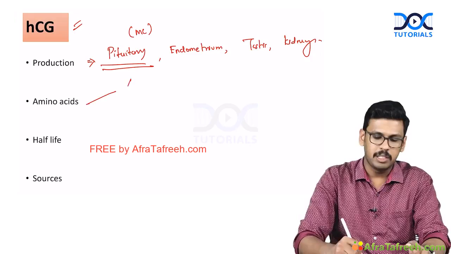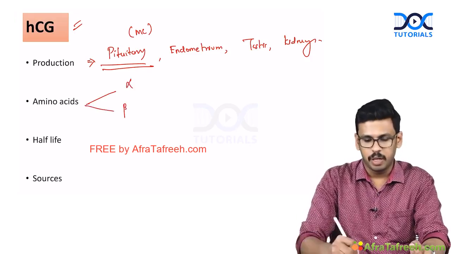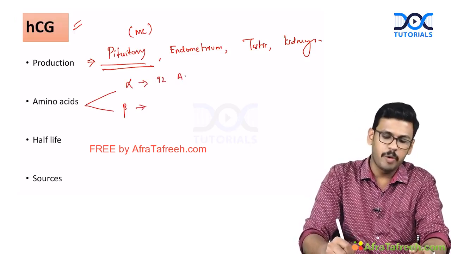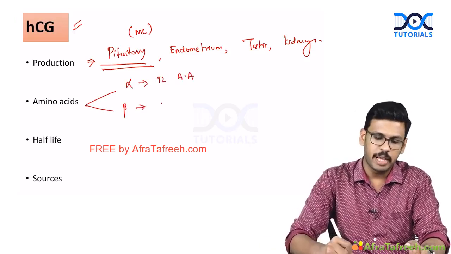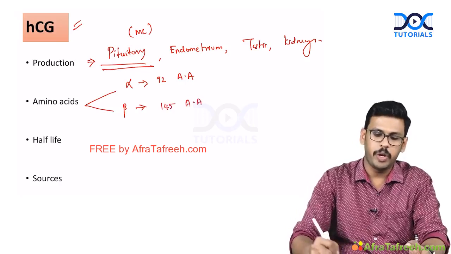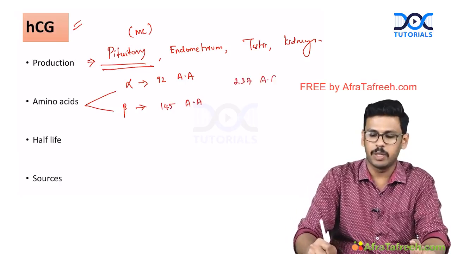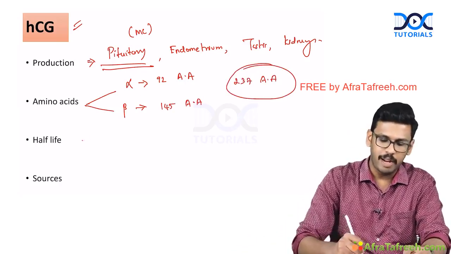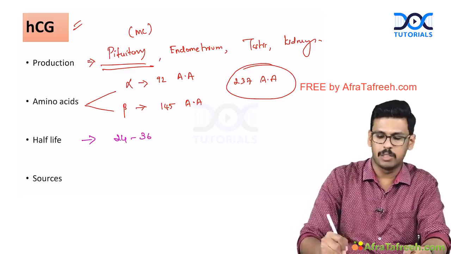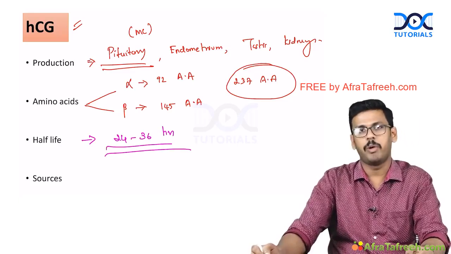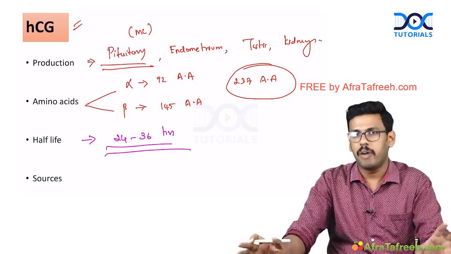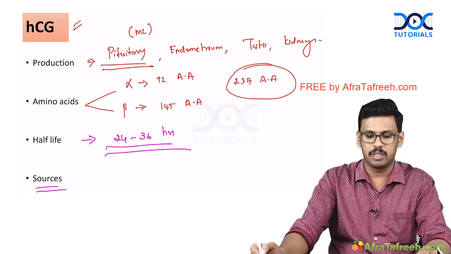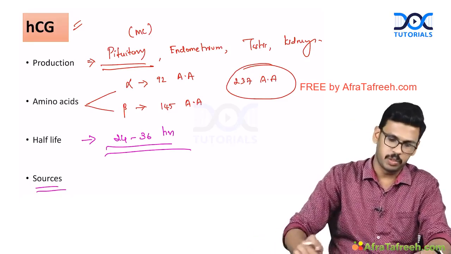The HCG has got an alpha and a beta chain. The alpha chain is common with the FSH, LH and TSH. It has got 92 amino acids, and beta chain has got 145 amino acids. So in total, it has got 237 amino acids. So that is about the number of amino acids in HCG. About the half-life, it is around 24 to 36 hours. It has got a long half-life of 24 to 36 hours compared to TSH, which has a half-life of only 40 to 50 minutes. And sources we have already discussed. Pituitary is the most common source.